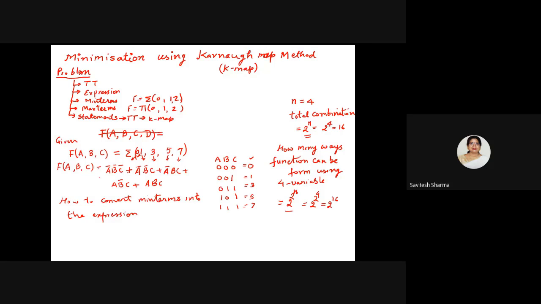What is this form? This is what you got from here. This is your SOP form, because this is sum of products. This is SOP form. And what is the form? Standard form or canonical form? It is canonical form. Canonical form, right. It is not standard form, it is canonical form.